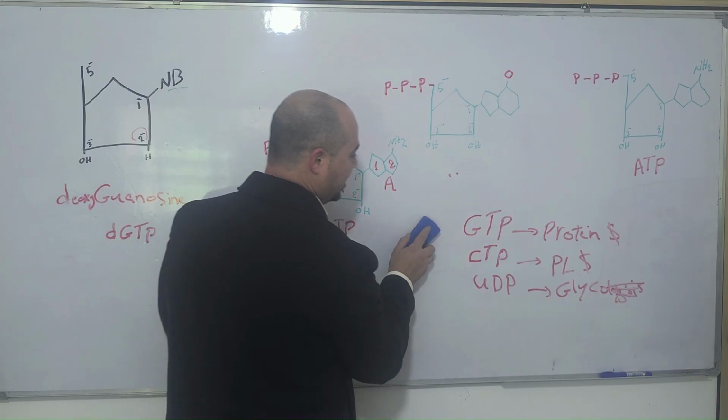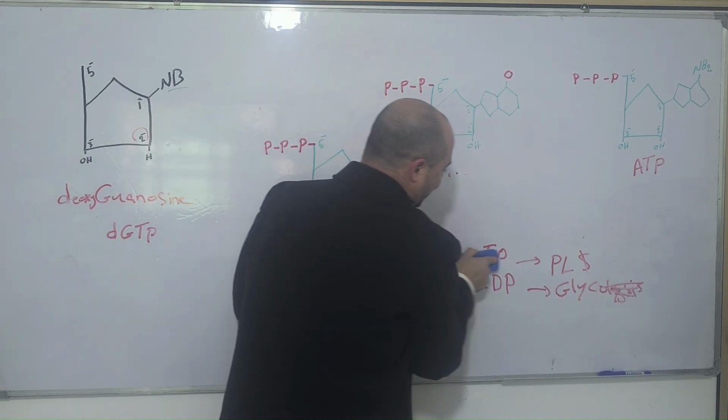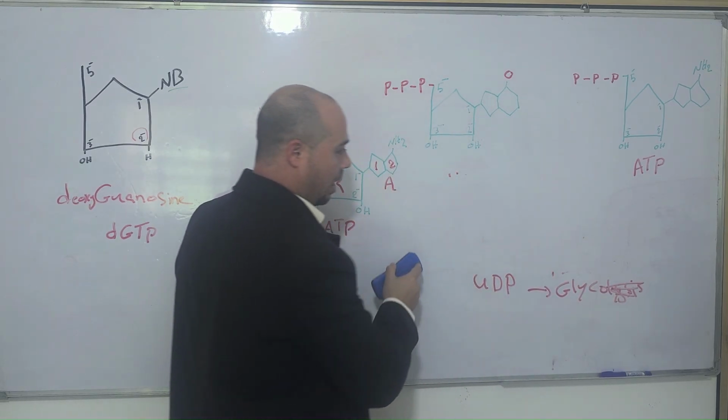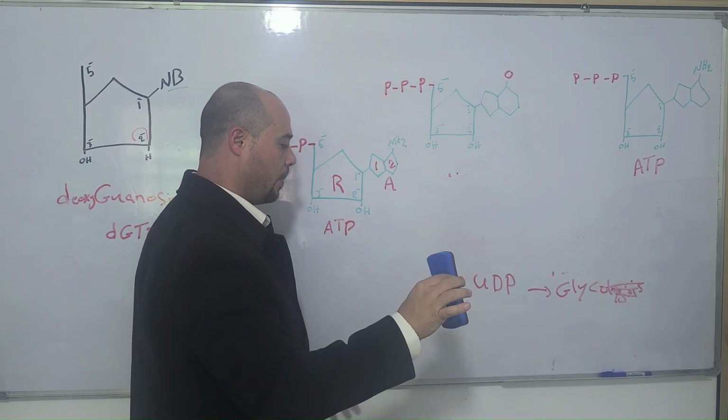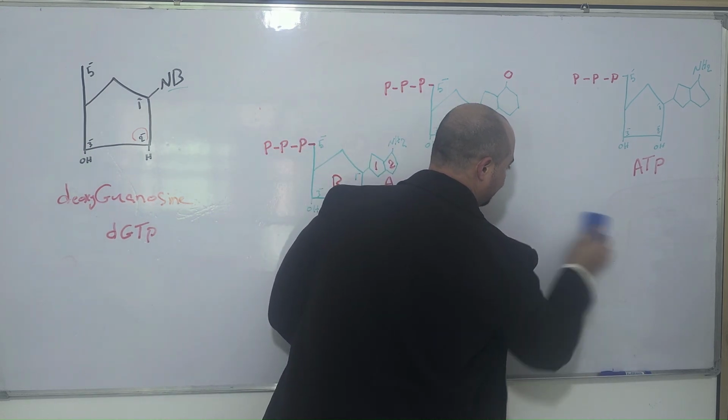If it's going to make protein synthesis, it's going to use GTP. If it's going to make phospholipid synthesis, we're going to see CTP being thrown around a lot. And we're going to encounter this when we talk about biochemistry. Uridine diphosphate, when you want to make glycogen, right?